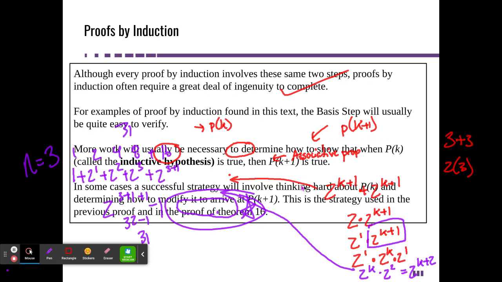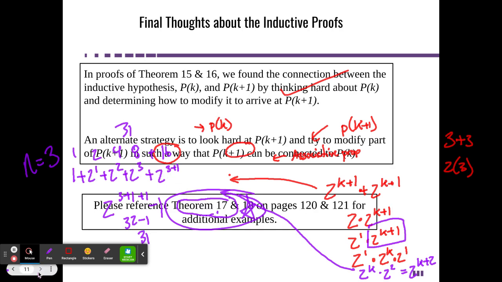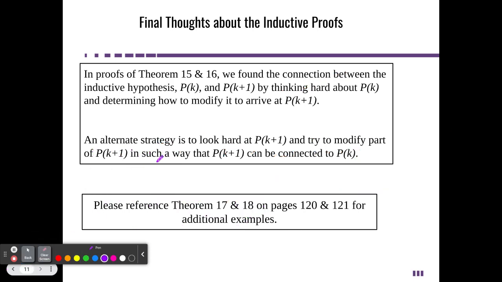In some cases, a successful strategy involves thinking hard. The strategy is used in the previous proof, and it's not always easy to do. So just keeping that in mind. All right, so that takes care of theorem 13, or 16, excuse me. All right, some final thoughts. Let's clear our screen real quick.